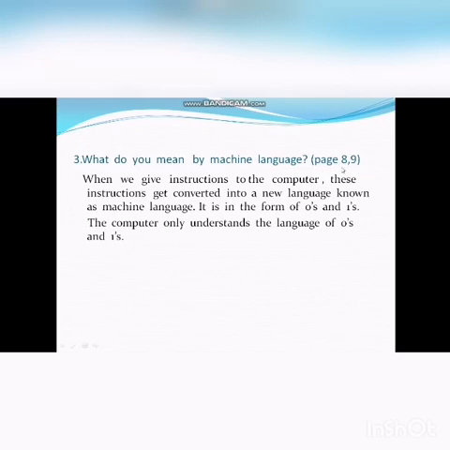Page number 8 and 9 you refer. When we give instructions to the computer, these instructions get converted into a new language known as machine language. It is in the form of zeros and ones. The computer only understands the language of zeros and ones.